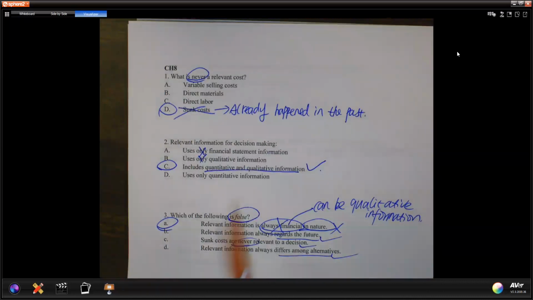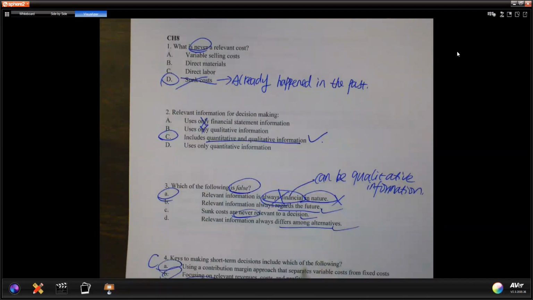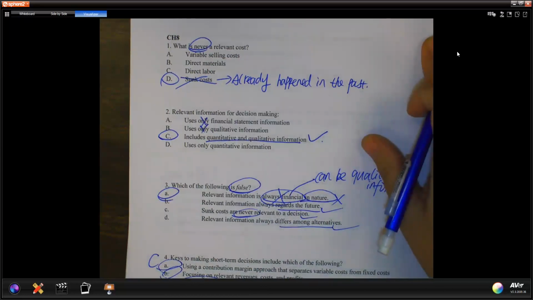We said sunk cost is never relevant because it's already happened. You have to happen in the future to be relevant. And then we said you should use qualitative and then quantitative information. We talk about price and then the color, so that statement is false. We said relevant is not always about financial. It can be non-financial, right? We said about the color, about the quality, about the design.